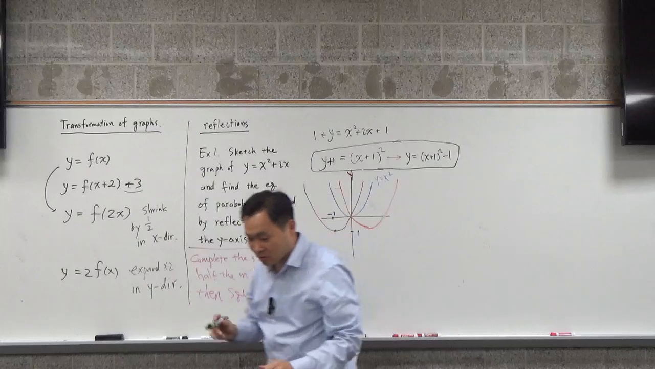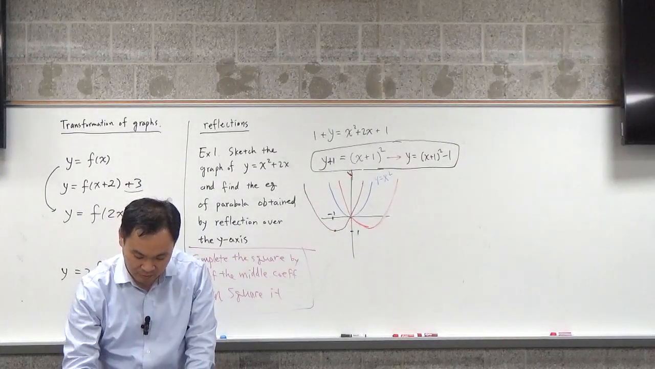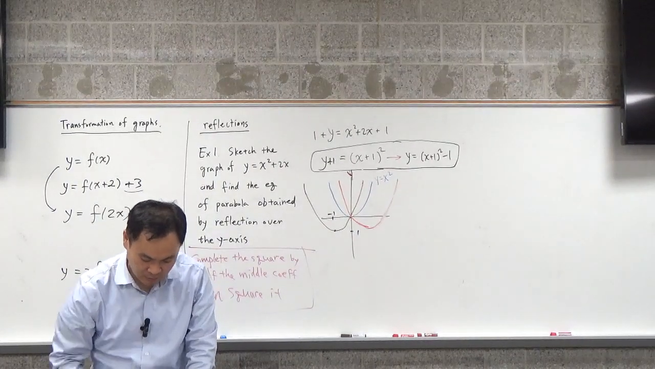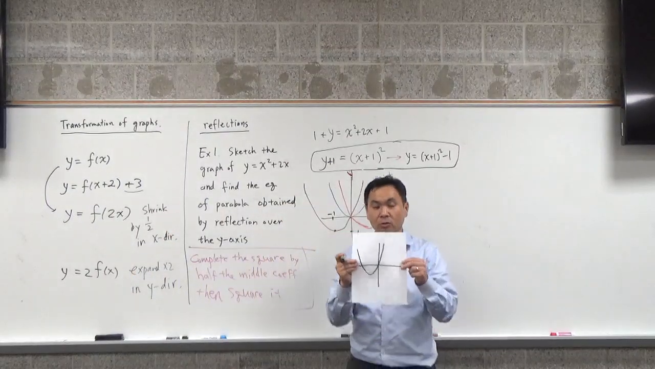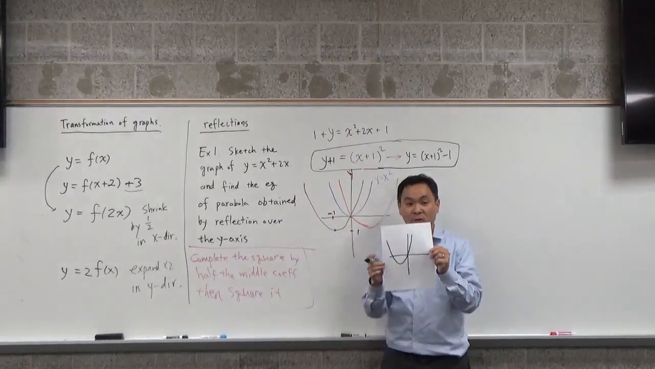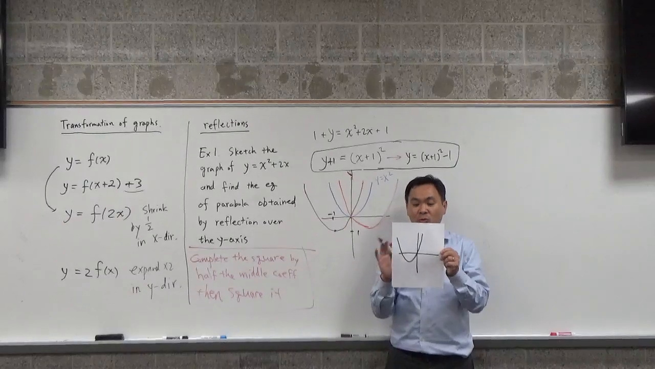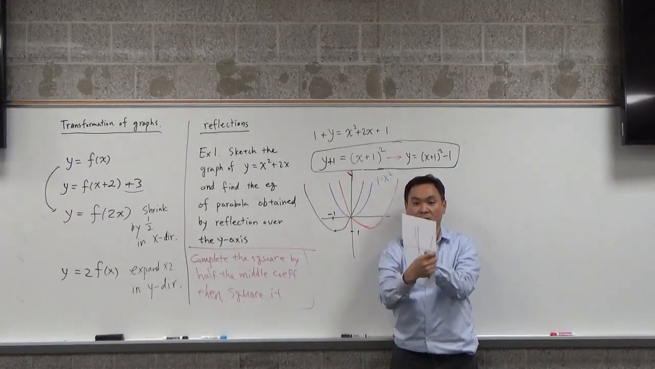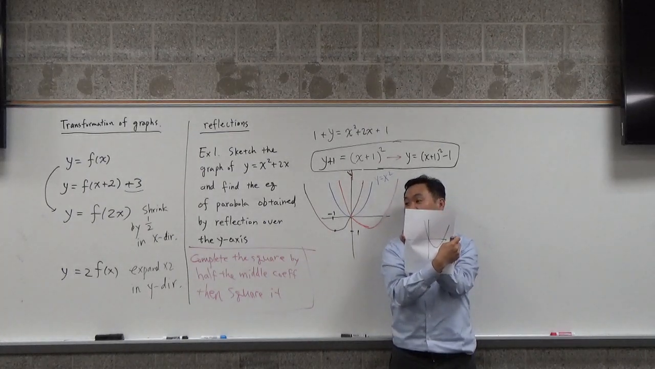Maybe I should draw it here. Just give me a minute. Suppose you have, okay, you have this graph, right? That's this brown graph that I just drew. And if you reflect over the y-axis, that means we are reflecting over this axis here. So we flip, and that's the graph that we get. All right, that's reflection over the y-axis.